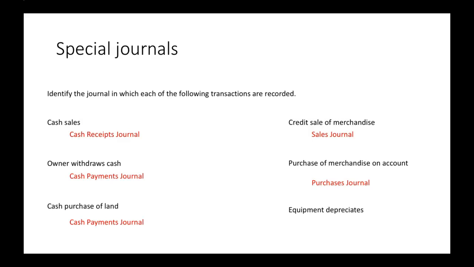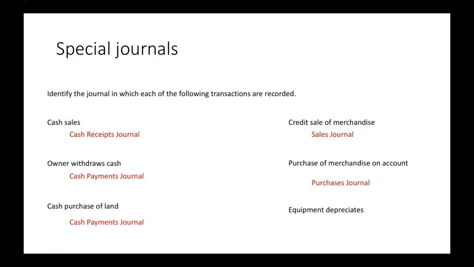Our last one here, equipment depreciates. If your equipment is depreciating, we can ask ourselves, is cash involved? No, right? If we think back to our adjusting entries back in chapter 3, to record depreciation, we would debit depreciation expense and credit our accumulated depreciation. So there's no cash involved in that entry, in that transaction. So we know it's not cash receipts or cash payments.